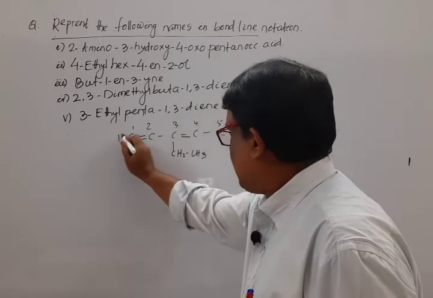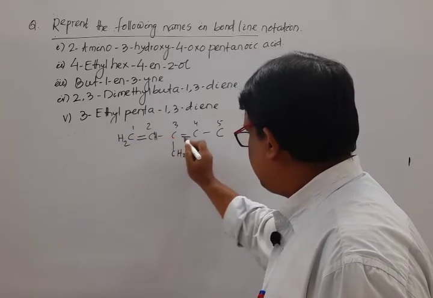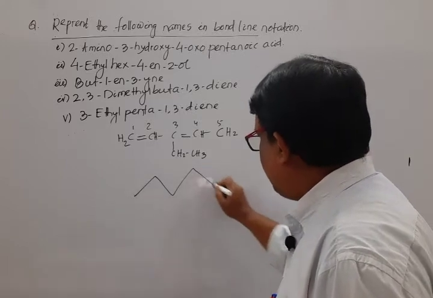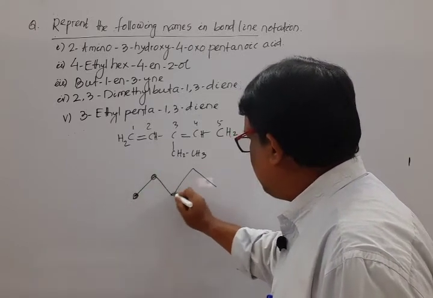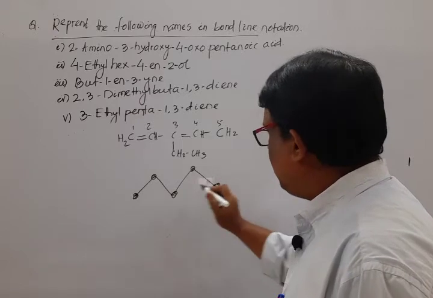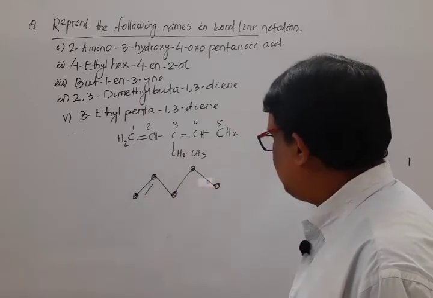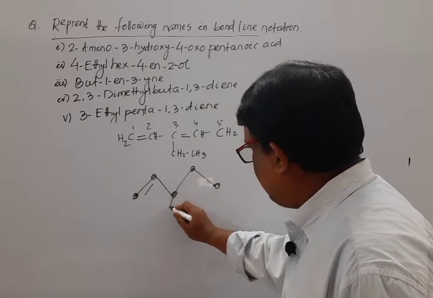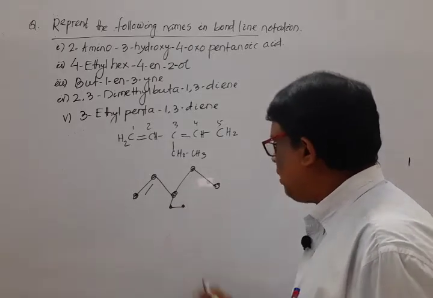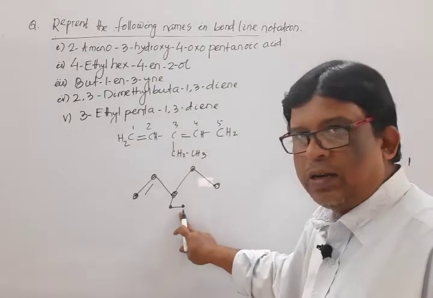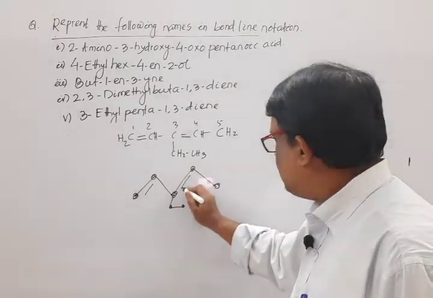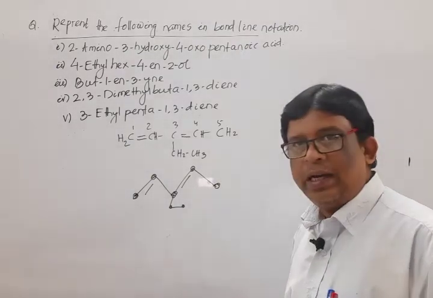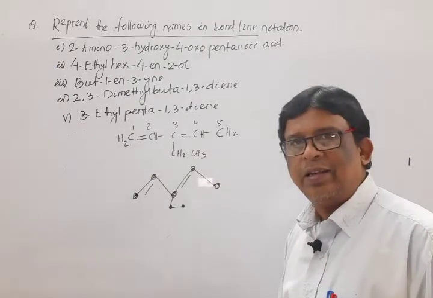Okay. Satisfy tetra covalency. H, H, CH2. So mark that bond line notation: 1, 2, 3, 4, 5. Position 1 has a double bond, and at position 3 there is one branching. If we write it in this way, 1 point, in this way another point, 2 points means 2 carbon atoms, it is ethyl, and at position 3 there is also a double bond. It is known as 3-ethyl penta-1,3-diene.